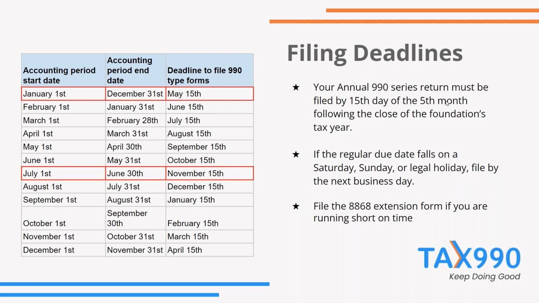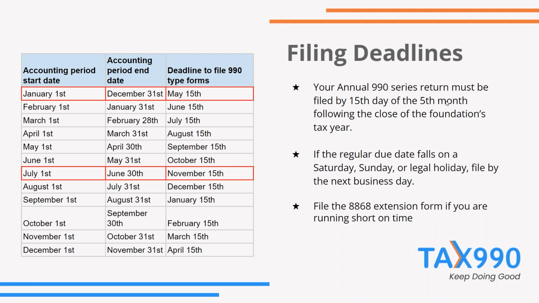Most organizations have either a calendar tax year that runs from January 1st through December 31st, or a fiscal tax year that runs from July 1st through June 30th. However, a fiscal tax year can be any 12-month time frame other than January 1st through December 31st. If you're not sure what your tax year is, you should reference your determination letter prior to filing, because if you input the wrong tax year on your form, the IRS will reject it. So you want to make sure you're using the correct tax year prior to filing.